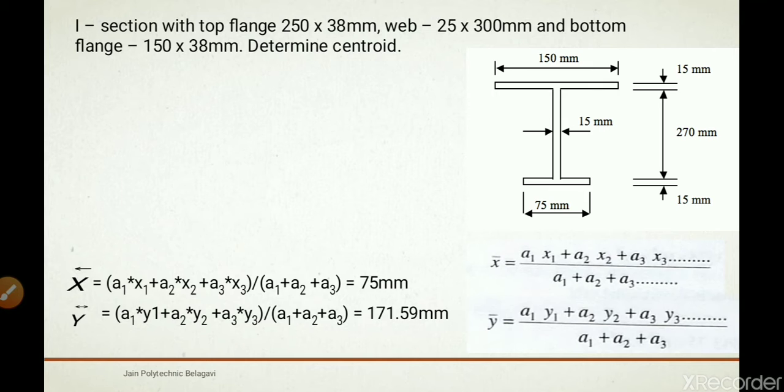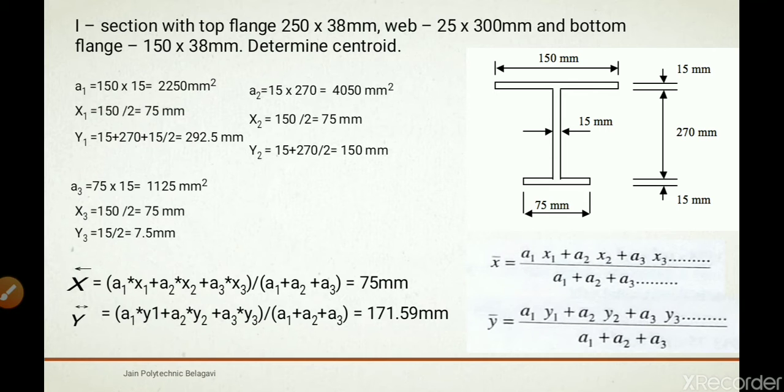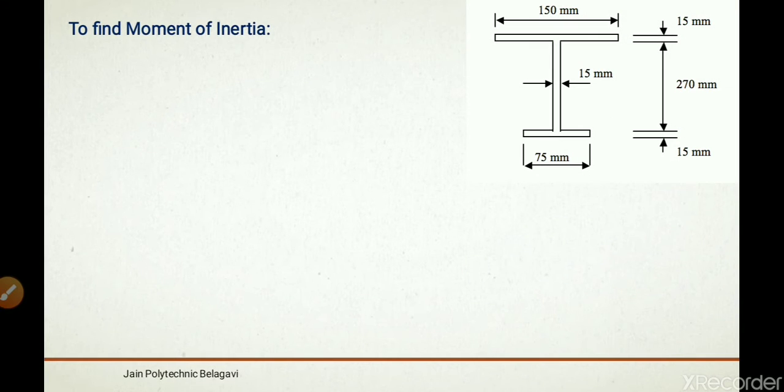Okay, so first we have already calculated A1, x1, y1 for section 1, x2, y2 and A2 for section 2, then A3, x3, y3 for section 3, that is the bottom flange, and x bar and y bar are 75 millimeters and 171.59 millimeters respectively. Taking these values, we are going to calculate moment of inertia. First of all, we know we have to use the theorem of parallel axis.